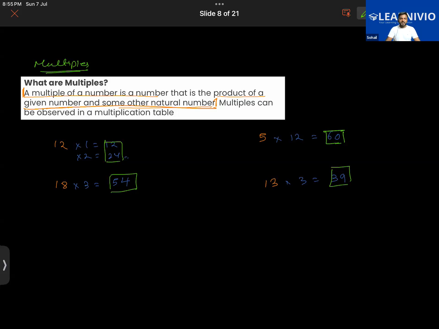Done. Okay. Sumaya, you also write it quickly. Do I have to write the example? Yes, write at least one or two examples. At least write two of them. Okay.